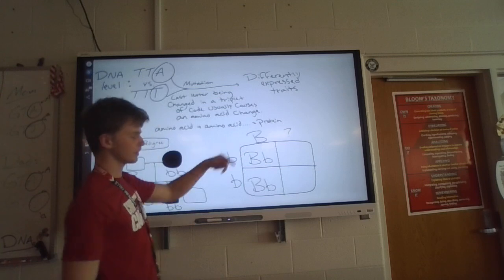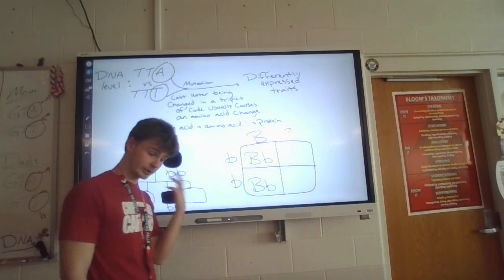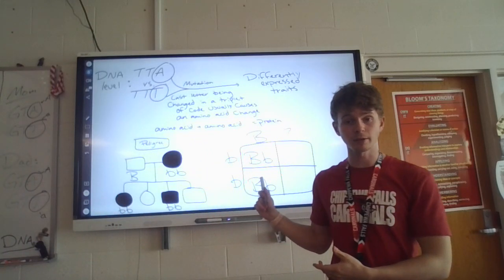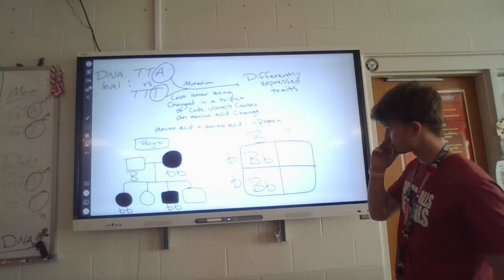Now you need to ask yourself, big B, little b, what does that get you? Blonde, brown hair, what does it get you? And you should be telling yourself that it's going to get you brown hair because there's a dominant big B, okay? So this is a heterozygous individual.